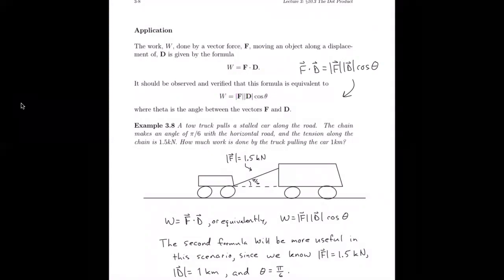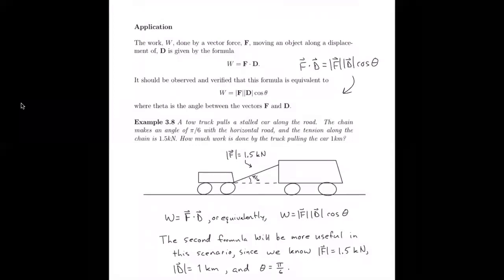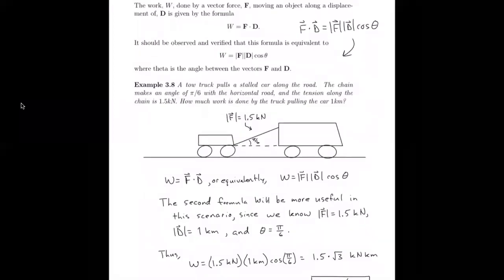All right, so let's look at the example that we're given. A tow truck's pulling a stalled car along the road. The chain makes an angle of pi/6 with the horizontal road, or a line horizontal to the road, and the tension along the chain is 1.5 kilonewtons. How much work is done by the truck pulling the car for 1 kilometer?